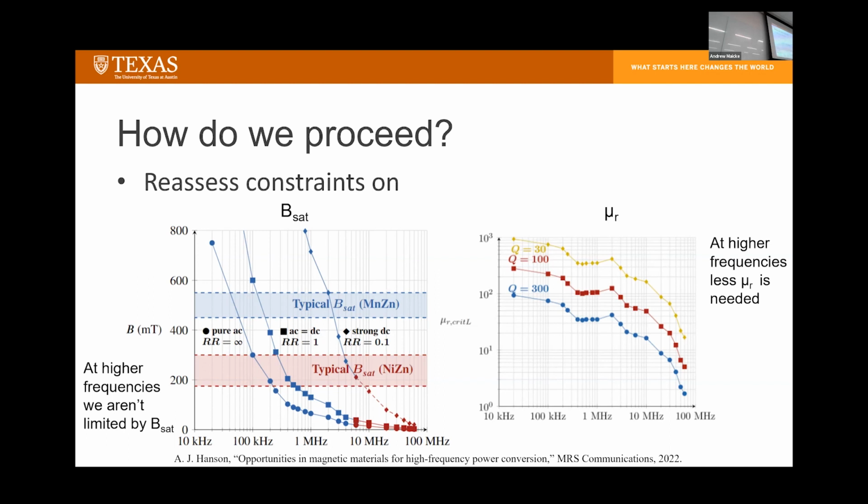And then similarly for permeability at higher frequencies, you don't actually need the 1,000 permeability which most companies look for. It graphs the critical permeability that you need for a good inductor, and you can see that it can be as low as 10 for high frequency applications. So maybe if we release some constraints on these, we can look at other materials and actually find something that might work for us in the high frequency domain. And that is all. Thank you.